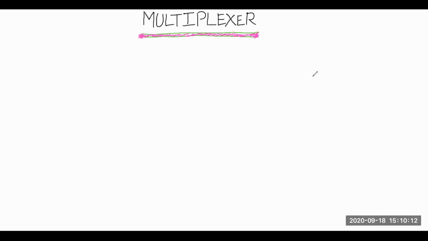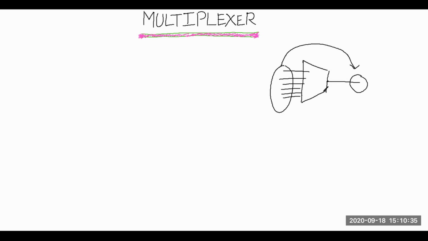You already know the multiplexer symbol is this one. Many channels are on one side, and a single channel is on the other. So basically, many inputs go to a single output. Whenever you are doing this type of conversion, it is known as a multiplexer. In short, you also write multiplexer as mux.